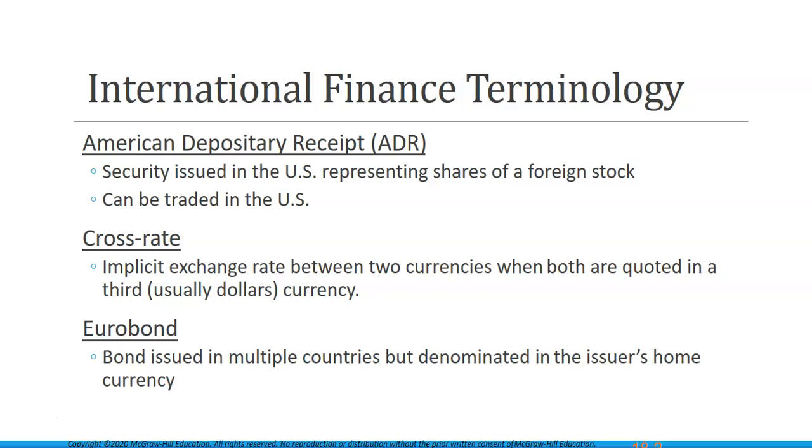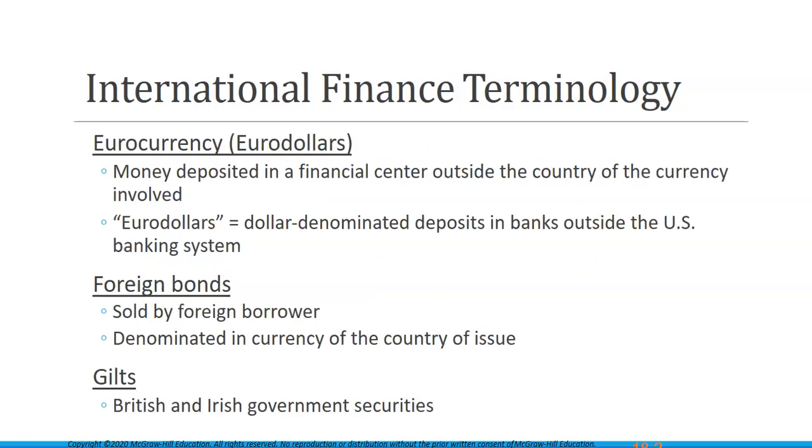A Eurobond is a bond issued in multiple countries, but the denomination or the currency is in the issuer's home currency. So whichever country is issuing it, that is the currency it is issued in, but they can be purchased in multiple countries. Eurocurrency or eurodollars, this is money deposited in a financial center outside the country of the currency involved.